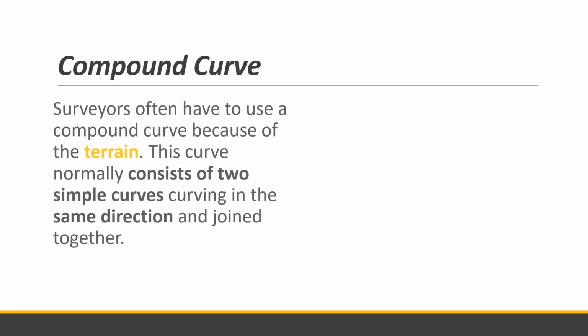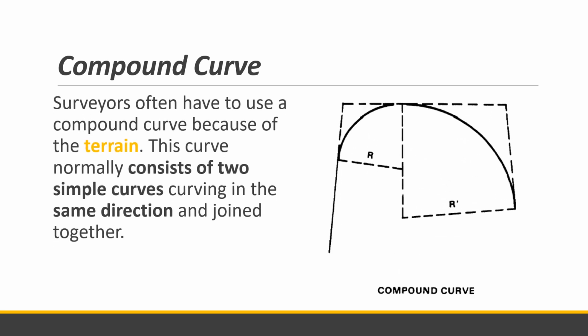Compound curve. A compound curve normally consists of two simple curves. So there is radius 1 and radius 2. Surveyors often have to use a compound curve because of the terrain.